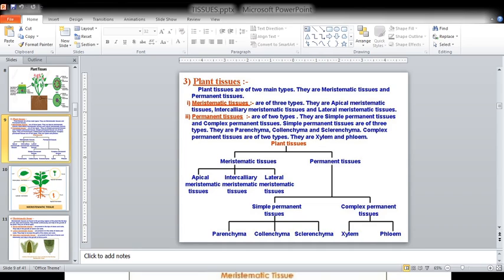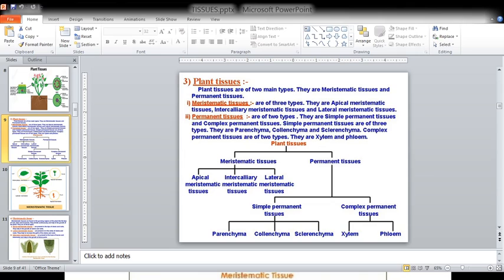Clear? Then the lateral meristematic tissues. These tissues are present in the sides of the stems and the roots, sides. So these lateral meristematic tissues are responsible for increasing the girth of the stems and roots. Girth means circumference. Maybe you have heard it in mathematics. So that circumference increases by the lateral meristematic tissues.